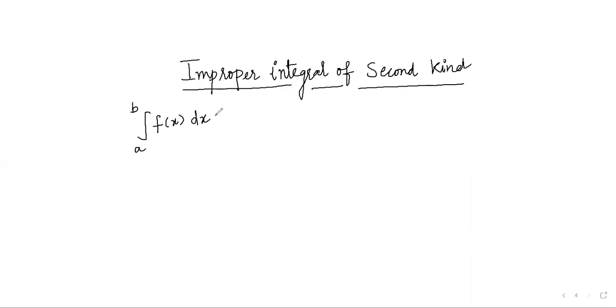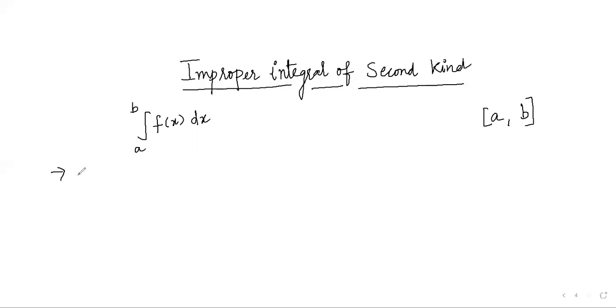Now we are saying that we have an improper integral of the second kind if f(x) is unbounded in the closed interval ab. Now we have various possibilities. This f(x) can be unbounded at the point a. It can be unbounded at the point b only. Or the third possibility is that f(x) is unbounded at some point c, which is lying between a and b. So let us consider all these three cases one by one.